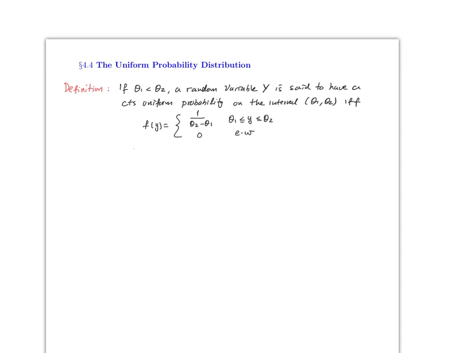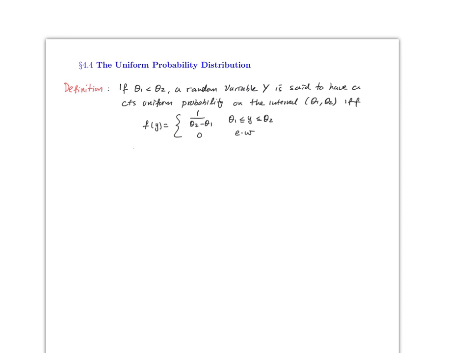Okay, so now let's go to section 4.4 and talk about the uniform probability distribution, which is the most basic continuous random variable. The definition is the following. You have theta 1 less than theta 2, where these two are just constants. A random variable y is said to have a continuous uniform probability distribution on the interval between theta 1 and theta 2 if and only if the density function is given like this.